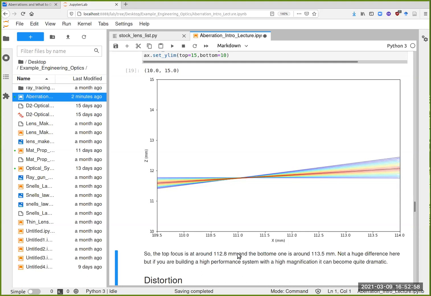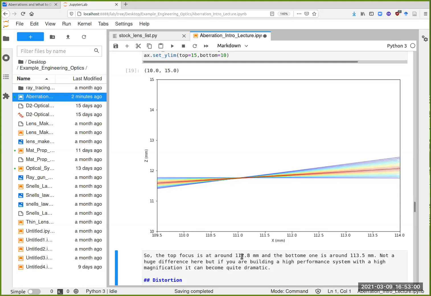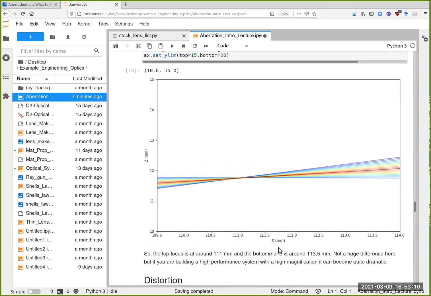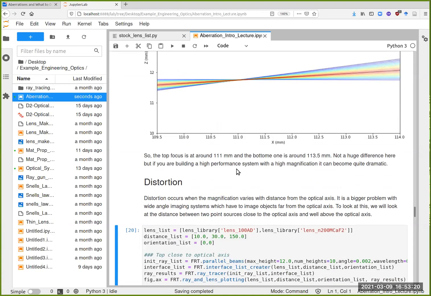I'll have to fix this note here at the bottom. It's actually top focus is at 111. Let me note the bottom there. Cool. So that is a big difference when you've paid $300 for a lens, right? You're gonna have to pay more to get more lenses in there. Cool. All right, so the next video is going to be about distortion.